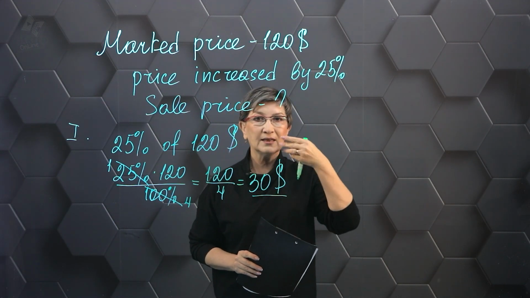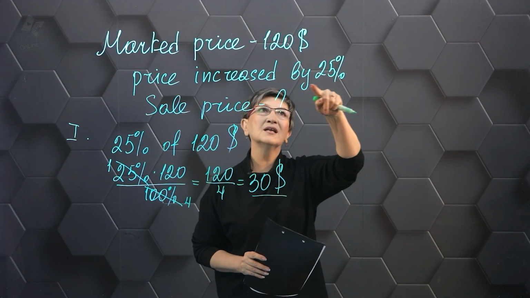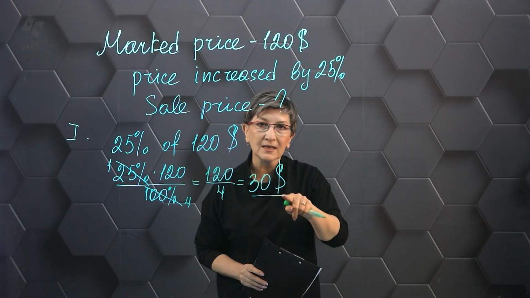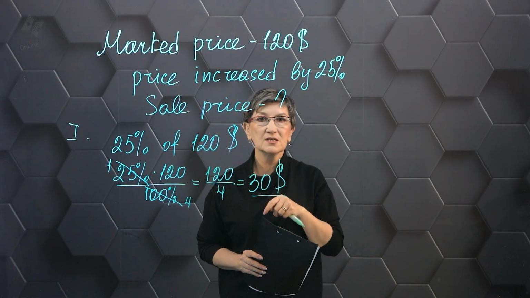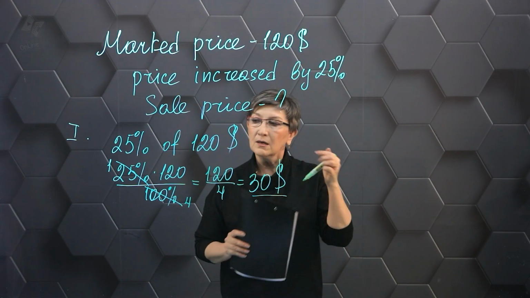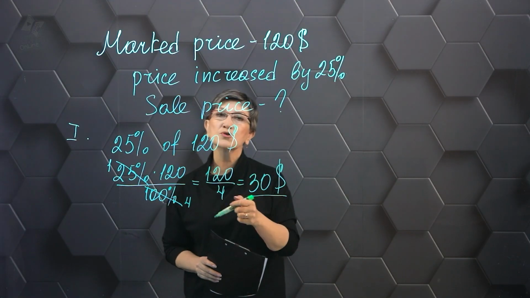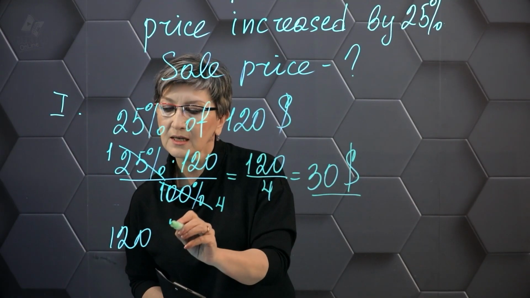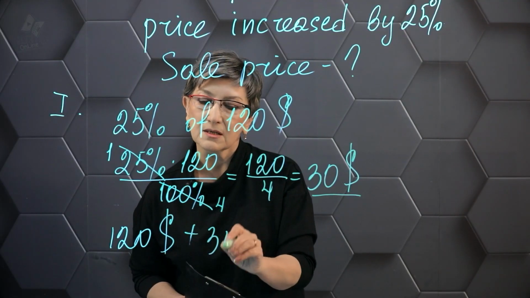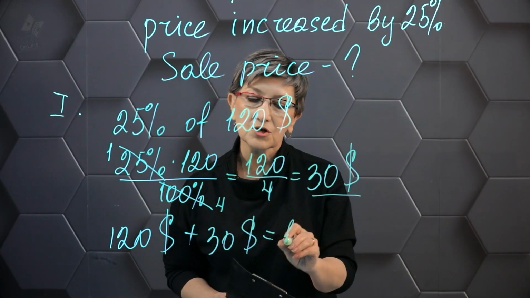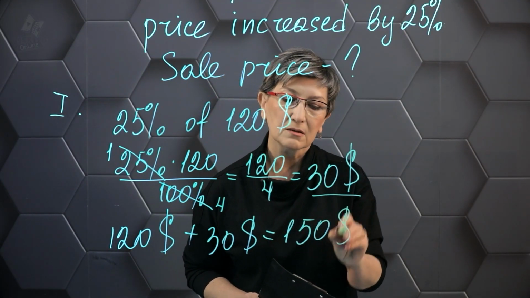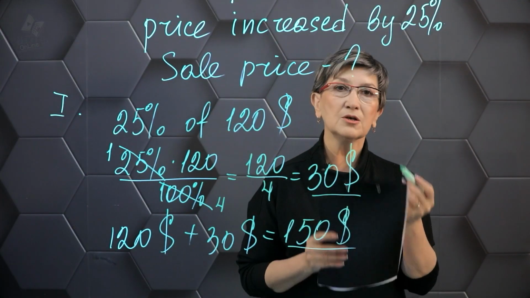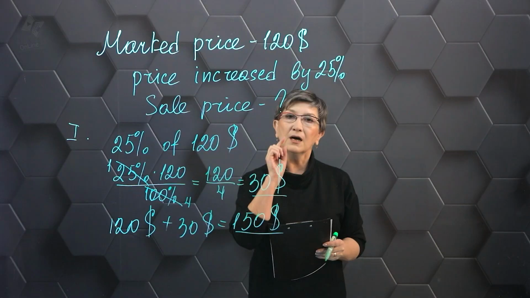So if we say it's a $30 increase, that means it's a 25% increase in the price of our product, for a total of $30 more. Well now, in order to find out the final price of our goods, we must add $30 to the original cost. And that comes to $150. And that's how we solve this problem.